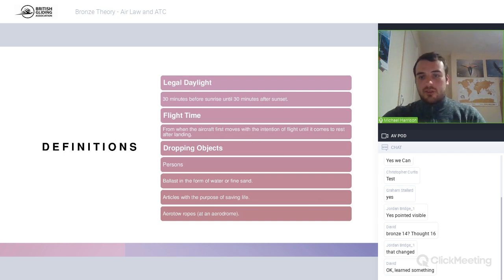It's not the obvious, as we might think, which is sunrise to sunset. It's actually 30 minutes before sunrise to 30 minutes after sunset. And that is different to the ICAO standards, which I believe only specify 15 minutes before and after. But because the UK, or Europe, is fairly far north, EASA have decided that 30 minutes before sunrise to 30 minutes after sunset is acceptable.